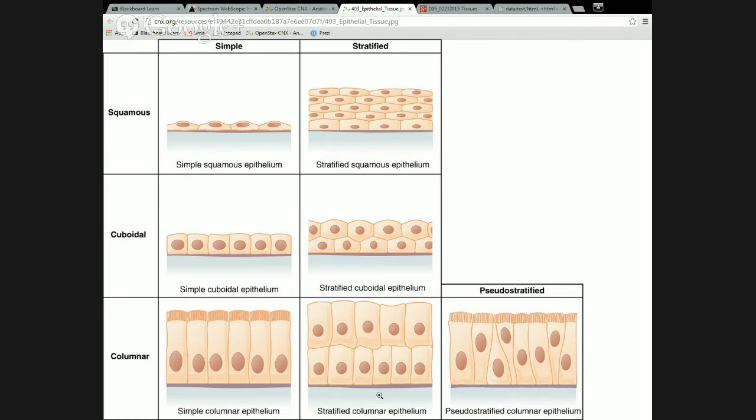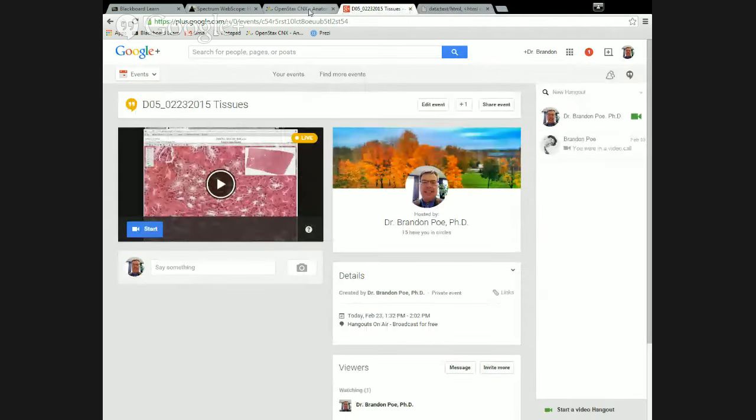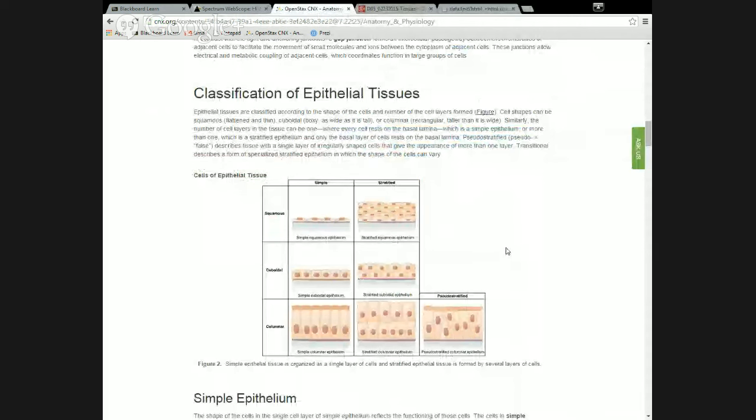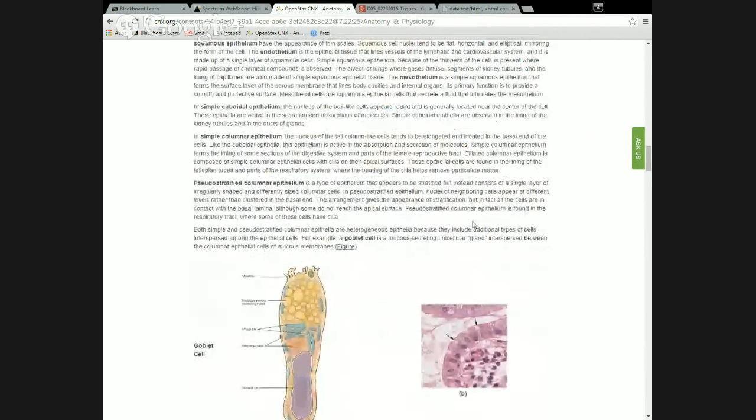Now, there's a 4th type of stratified epithelia, which is its special case also. It's called a transitional epithelium. And it's called transitional because of what it does. All it does is line the inside of the bladder and then the ureters, which are the tubes that go from the kidney to the bladder. Both of those organs, the ureter and the bladder, have to be able to stretch as they fill with urine. And so a transitional epithelium is an epithelium that's capable of stretching.